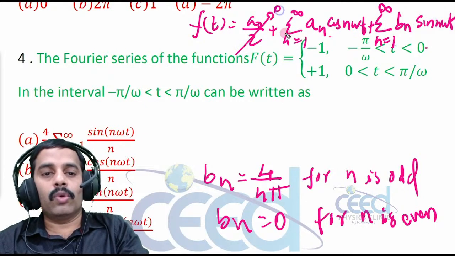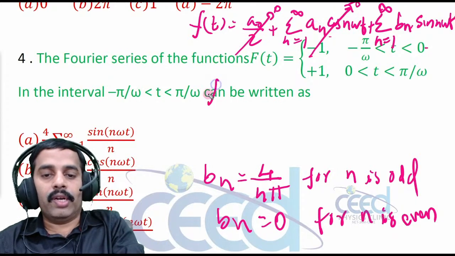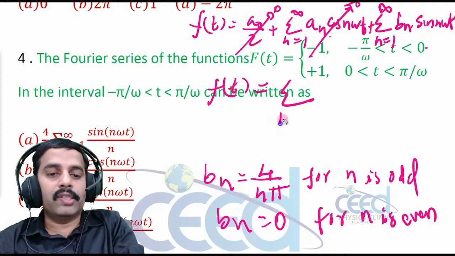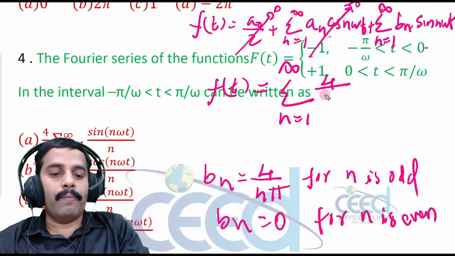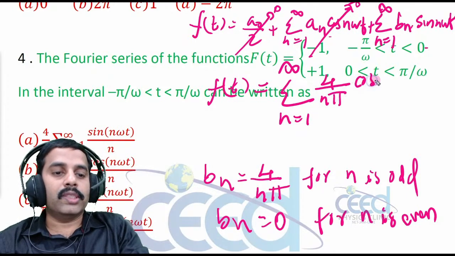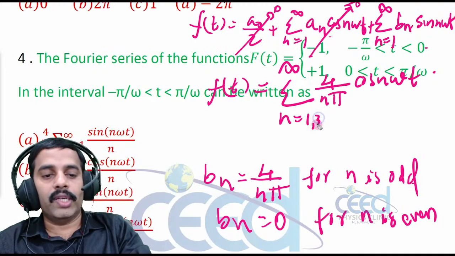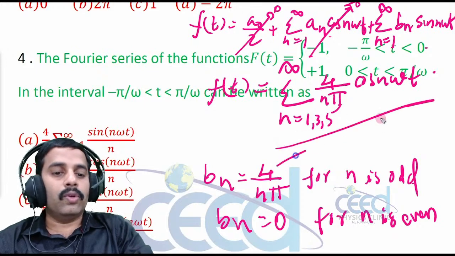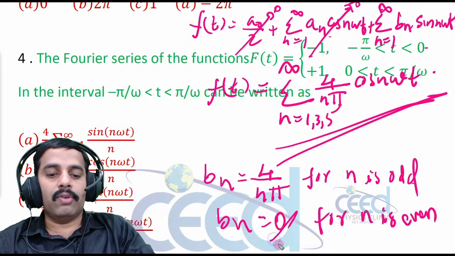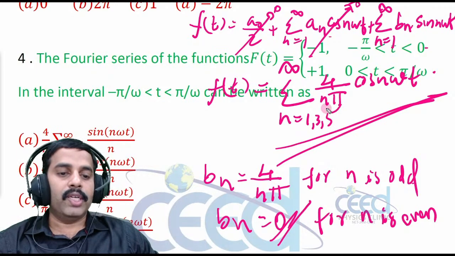Now this term is 0, this term is 0 because it is an odd function, so a0 and an are 0. Here we have only the term sigma n equals 1 to infinity bn, which is 4 by n pi, times sin n omega t. This term only we require, and n is odd, right? Even we need not, so we can give only odd values 1, 3, 5, right? For all even n, the bn value is 0. This is the way we can represent it, right?